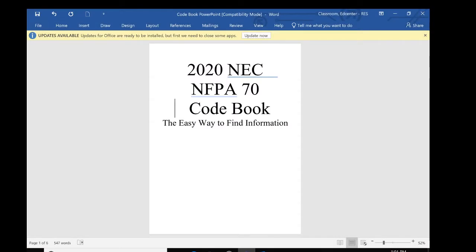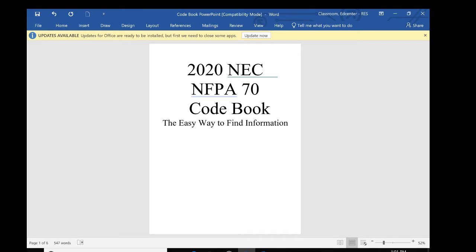The National Electric Code and how to use it. 2020 NEC NFPA 70 Code Book. The code book is made by NFPA, the National Fire Protection Association, and it's number 70. They have over 200 code books, and we're number 70 out of that.